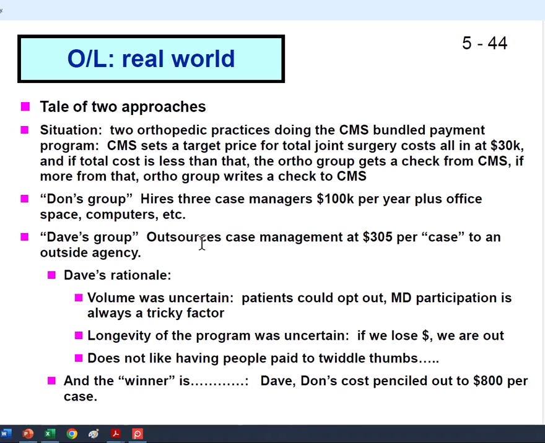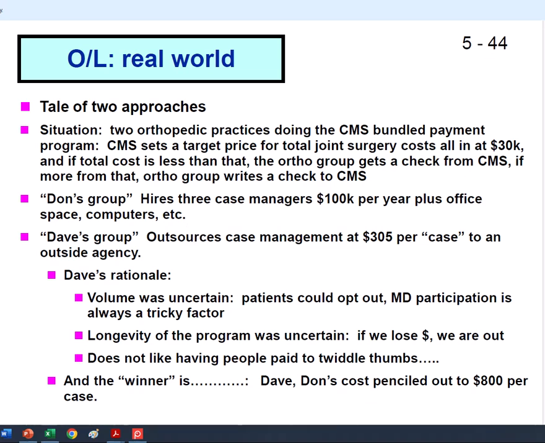And so I outsourced. And I tell you, I caught a tremendous amount of grief from the physician president of the group. All he saw was the bills for $305 a case, and yelling at me about the bills for $305 a case. And of course, he knows Don and his doctors, and they're not paying $300 a case, but they're paying for three people.